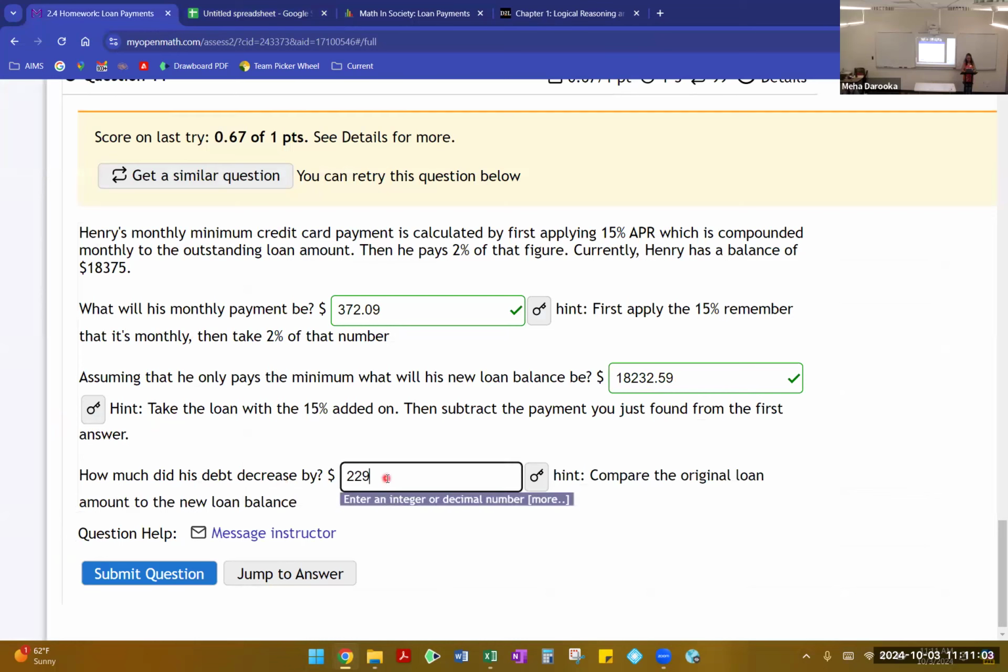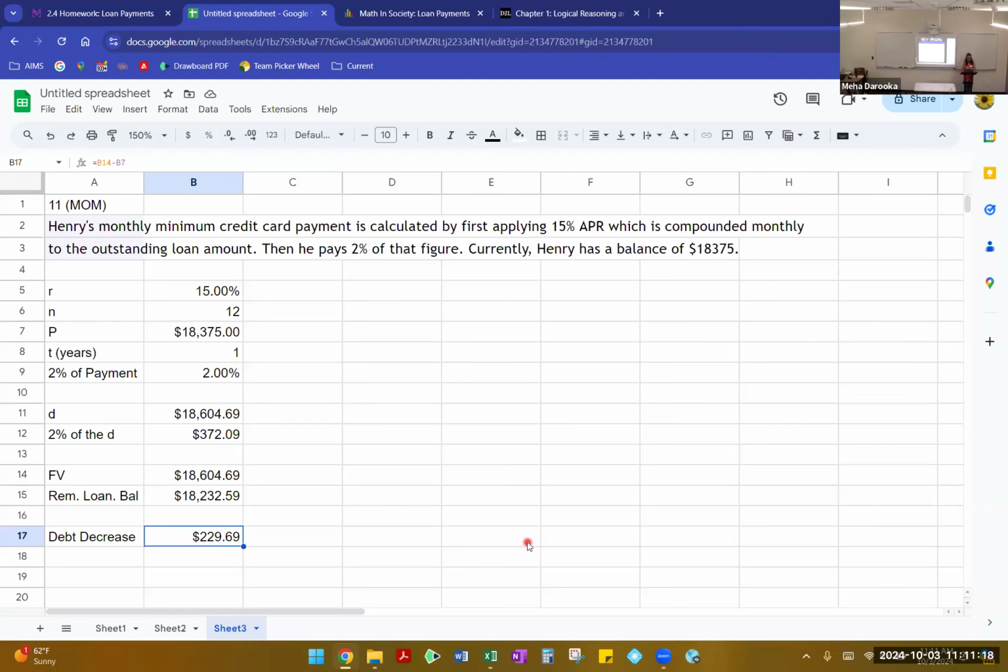So 229.69. And what's wrong? How much did his debt decrease by? Yeah, the debt decreased by, right? Original loan to the new loan. Oh, no, sorry. What did I do? Oh, no, sorry. I know what I did. My bad.